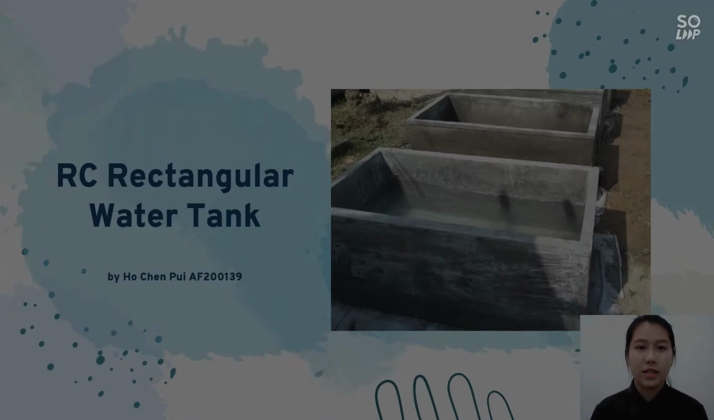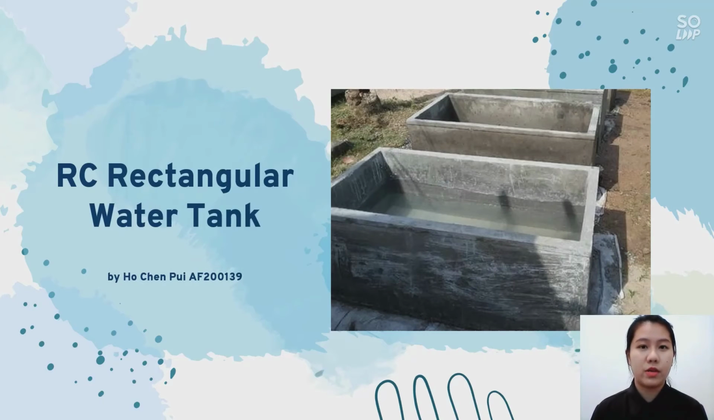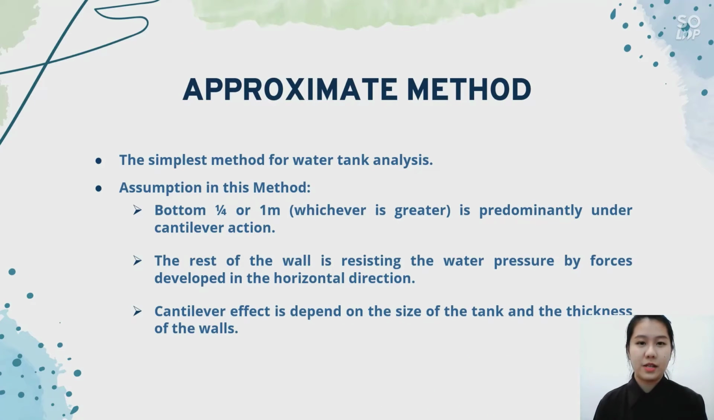Thank you. Now I will present about the RC rectangular water tank. The approximate method, the simplest method for water tank analysis. Assumption in this method, bottom 1/4 or 1 meter is predominantly under cantilever action. The rest of the wall is resisting the water pressure by forces developed in the horizontal direction. Cantilever effect depends on the size of the tank and the thickness of the wall.